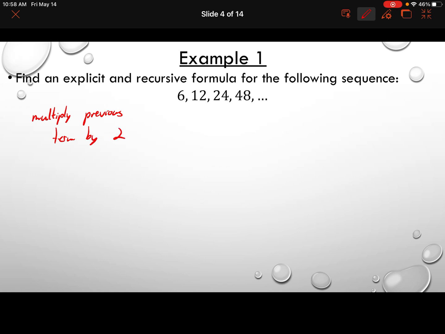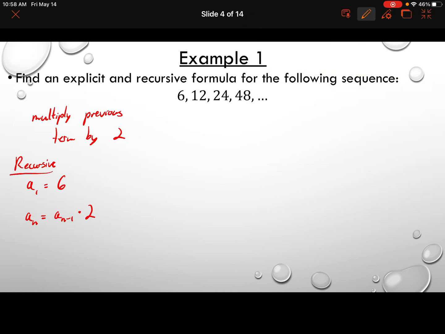We can easily write a recursive formula for this at least, right? So the first term is 6, a sub 1 is equal to 6, and then a sub n is equal to a sub n minus 1, because that's the previous term, times 2. So that's a recursive formula. That was pretty simple, because we're just taking the previous term and multiplying it by 2. And as I've reminded you all before, don't forget, for a recursive formula, you have to specify what that first term is.